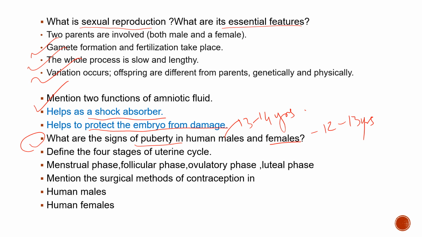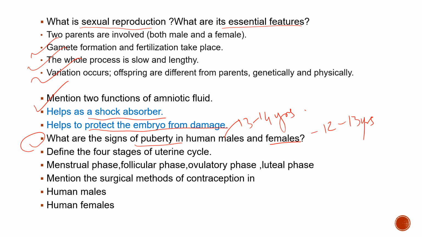In males, the changes will be the deepening of the voice. The shoulders will appear broad. There will be appearance of beard and mustache, and there will be growth of axillary and pubic hair. These are the main signs of puberty in males. The external genital organs will be enlarged, and the formation of sperm starts during this puberty age.